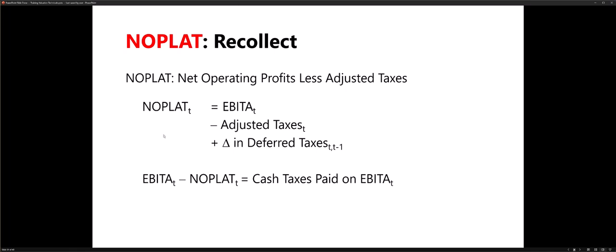All right, to recollect how to calculate NOPLAT is to take the EBITDA minus the adjusted taxes, and plus your deferred taxes. So if you combine the two, the difference between EBITDA and NOPLAT represents the cash taxes paid on EBITDA.